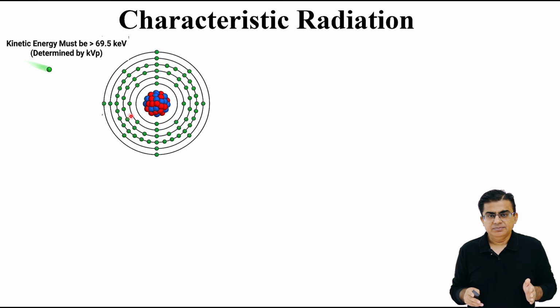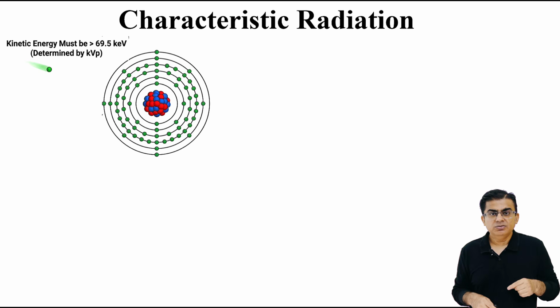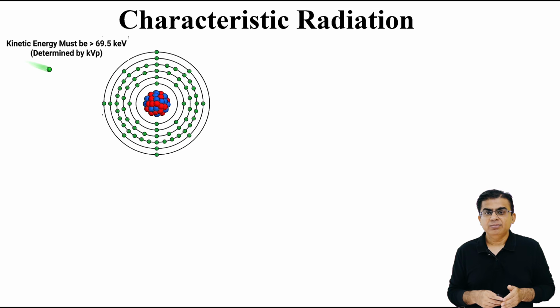This is a stable atom. The incoming bombarding electron is arriving toward the atom. I want to remind you that its kinetic energy is completely determined by your machine's kVp setting. In order to produce useful characteristic X-ray in your tungsten target, this specific energy must be strictly greater than 69.5 keV.